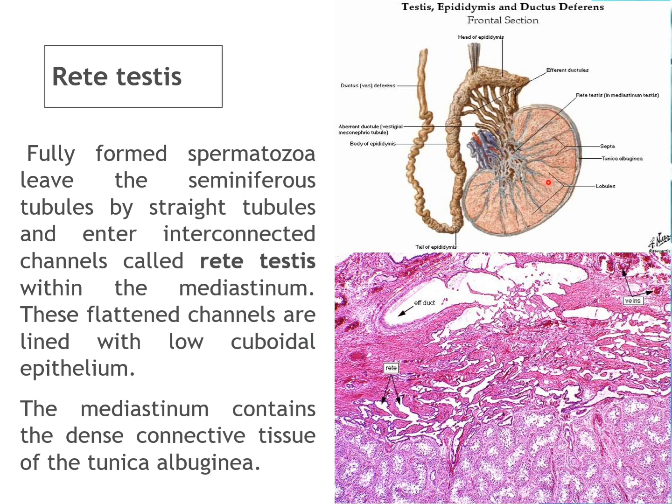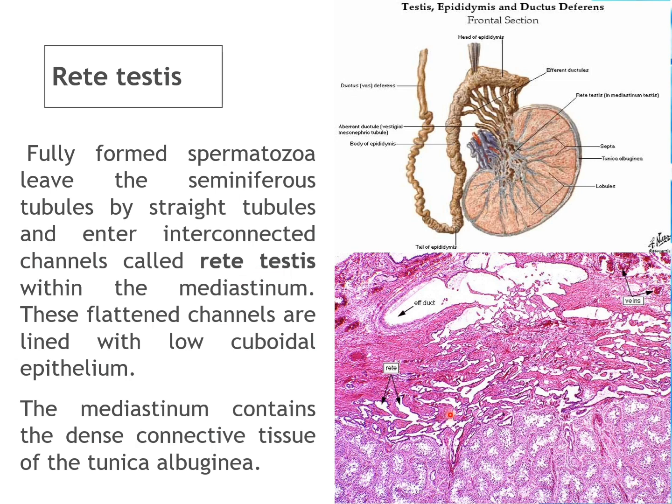This is the structure of the testes covered by the tunica vaginalis, and under the tunica vaginalis is the tunica albuginea, and then the dense tunica vasculosa, which divides the substance of the testes into different lobes. In the lobular structures of the testes, the seminiferous tubules are present. These seminiferous tubules connect through the rete testis to the efferent ductules. The rete testis receives fully formed spermatozoa, which leave the seminiferous tubules by the straight tubules and enter the interconnected channels of the rete testis.